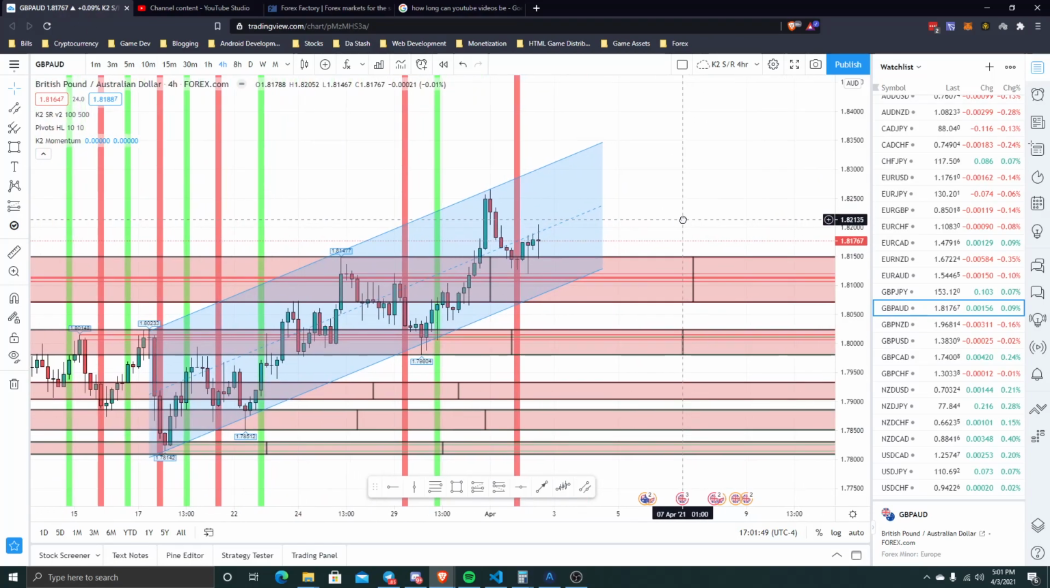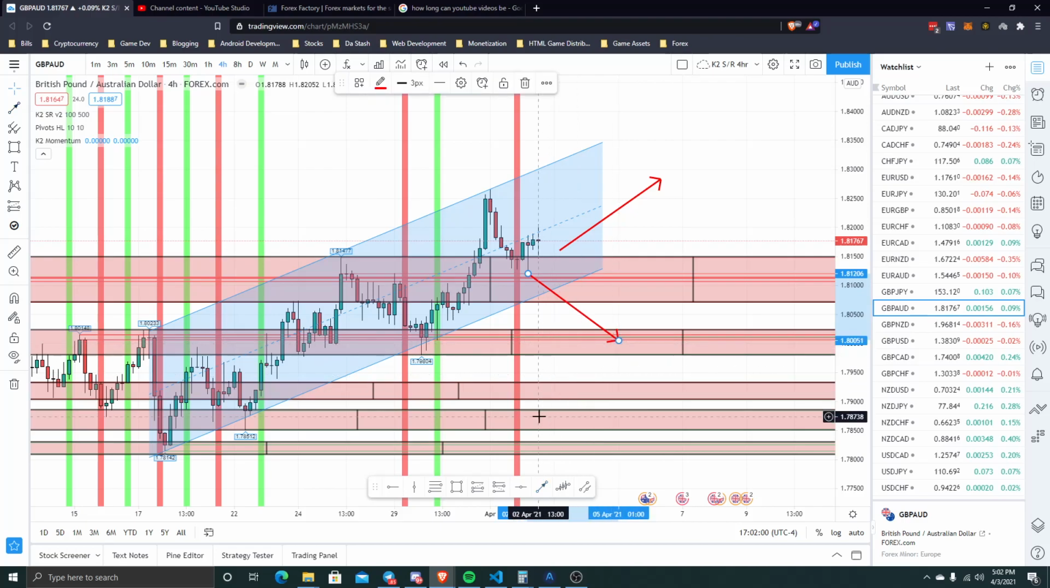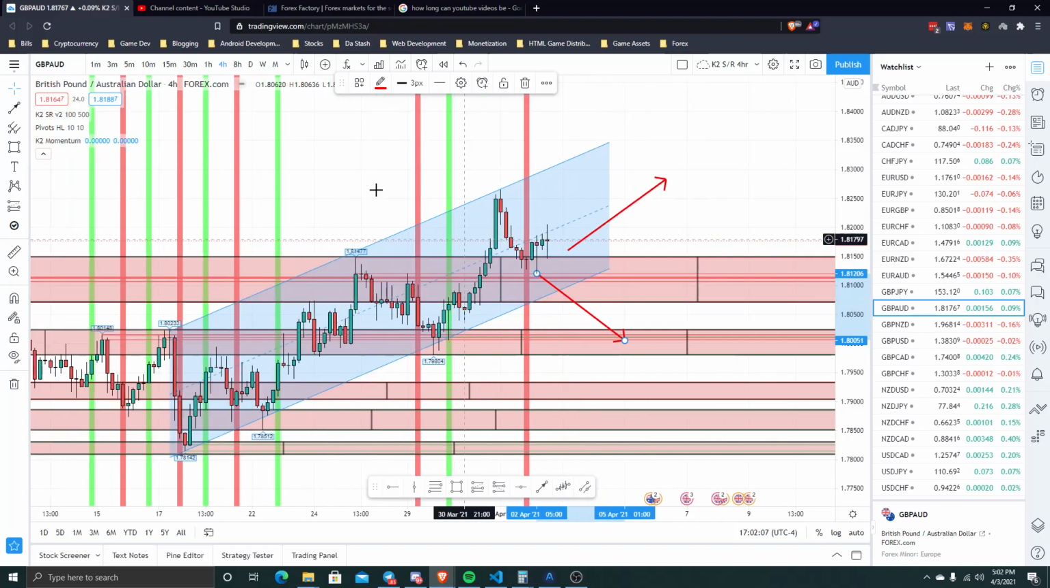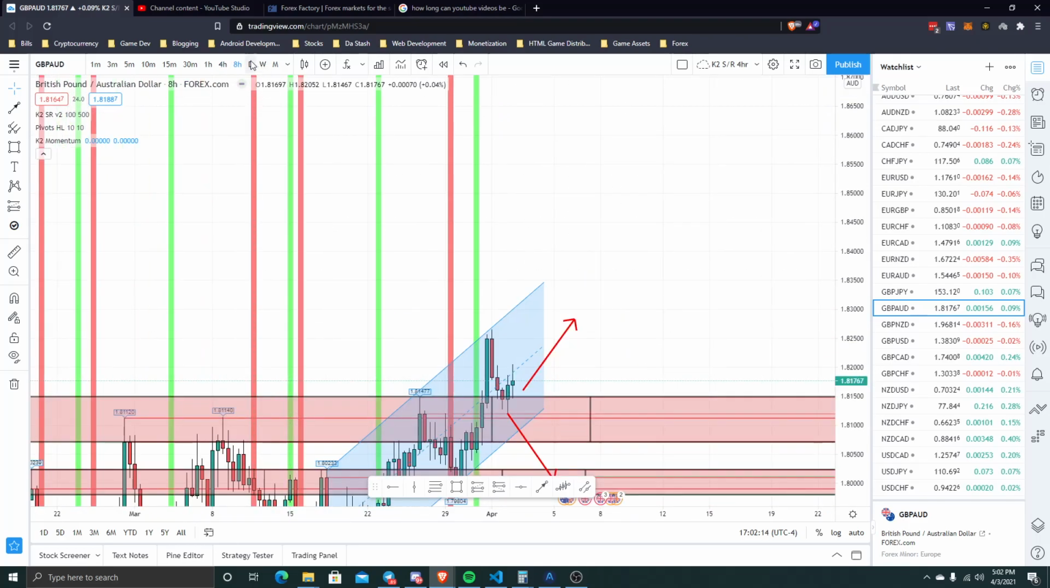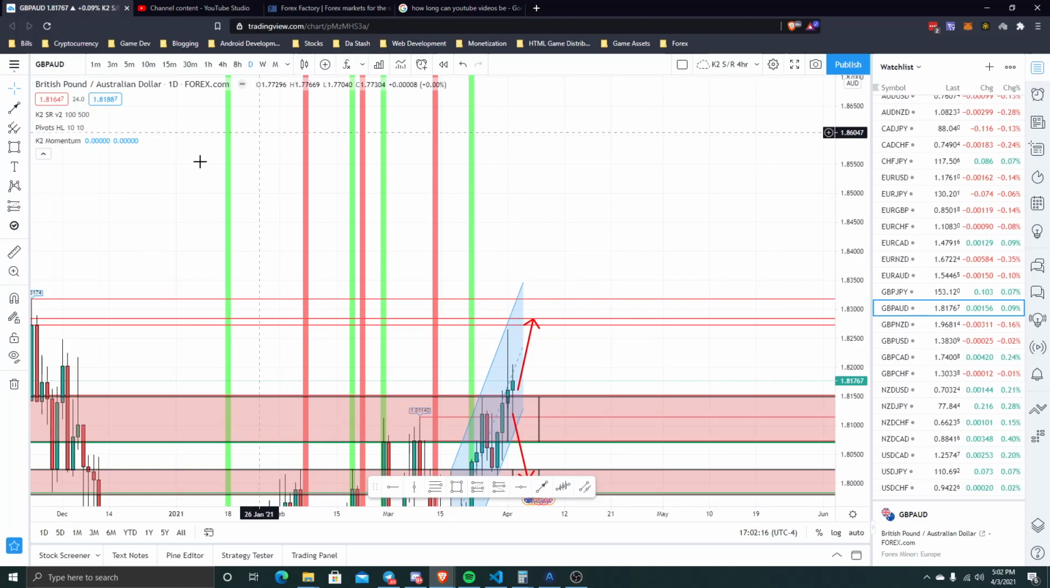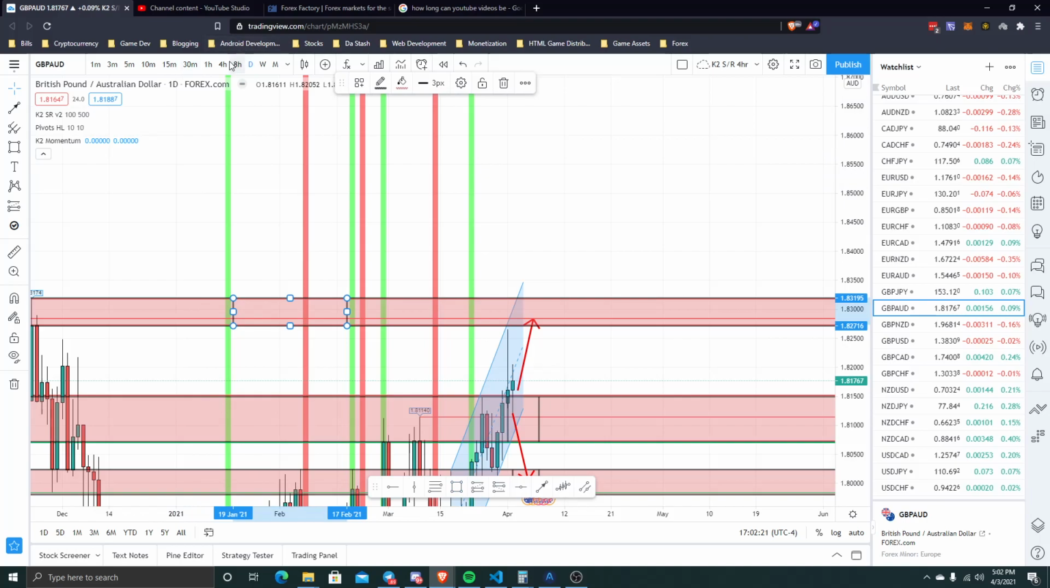So if there's bad news for the AUD, then price is going to continue to go to the upside. But if there's good news for AUD, I think price is going to switch to the downside. I'm probably going to wait out on news before trading this pair. But if it continues to go to the upside, then we can expect a daily resistance zone right here.